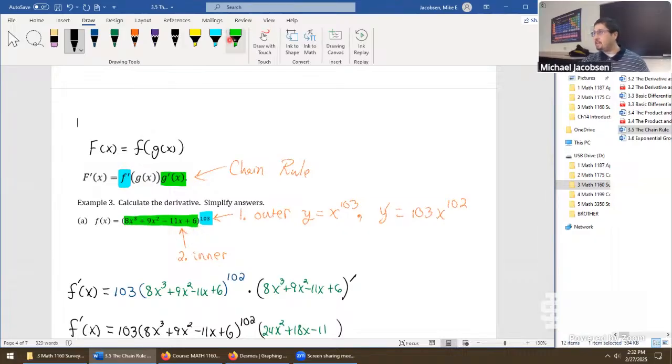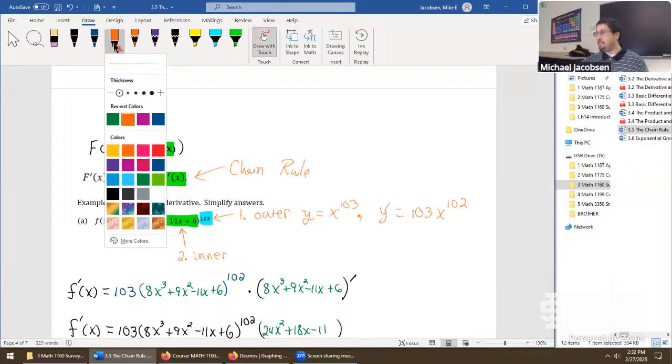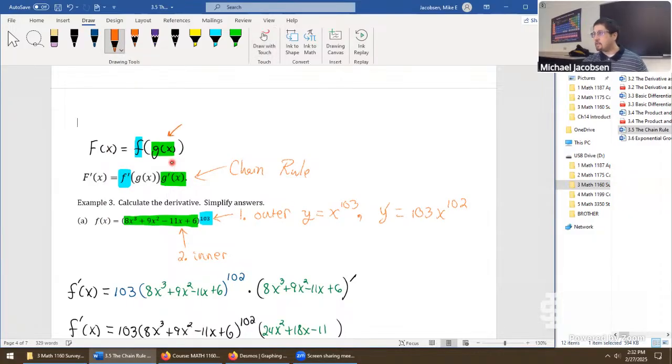The g of x in part A was the cubic polynomial right here. And the f of x in part A was the power 103 function. But that could be anything. It could be a square root function, an exponential function, a logarithmic function, and so on. But the process was to identify what is what in this composition. First thing we would have said is, oh, hang on, let me fix that. F of x is the derivative we do first. G of x is the derivative we do second, since it's the inner function. And f of x is the outer function.